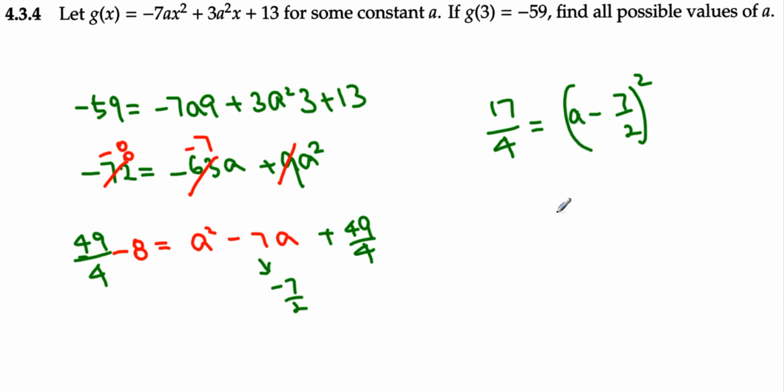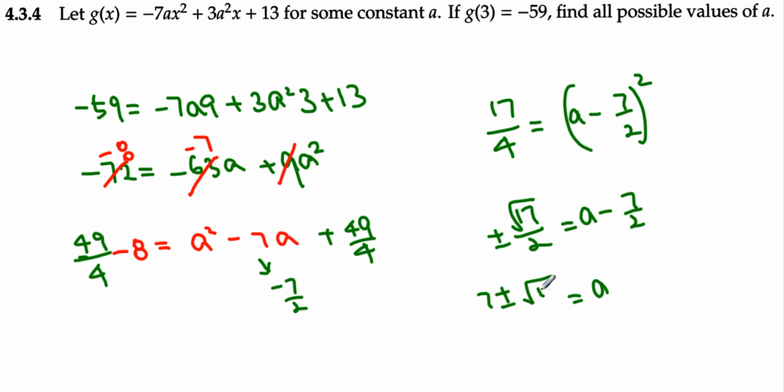So then obviously a minus 7 over 2 must be equal to plus or minus square root of 17 over 2, because when you take the square root of 4 it becomes 2. So then when I add 7 over 2, a must be equal to 7 plus or minus square root of 17 over 2. That would be our answer. All right, let's move on to the next question.